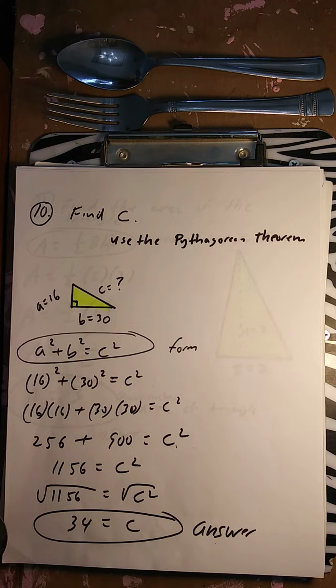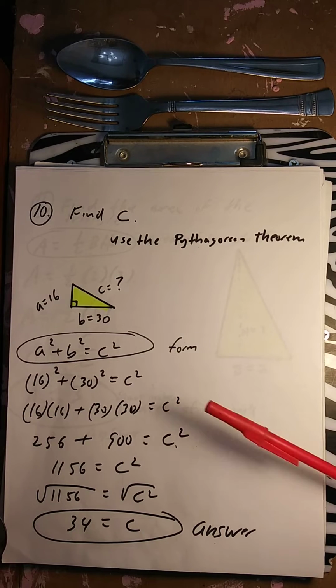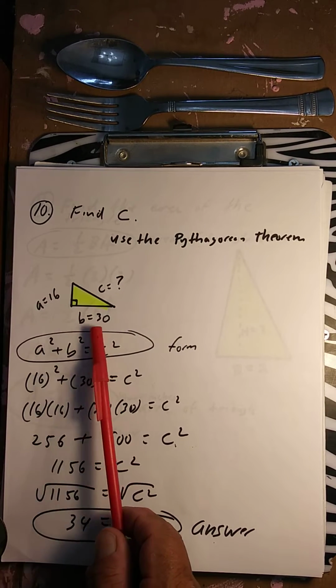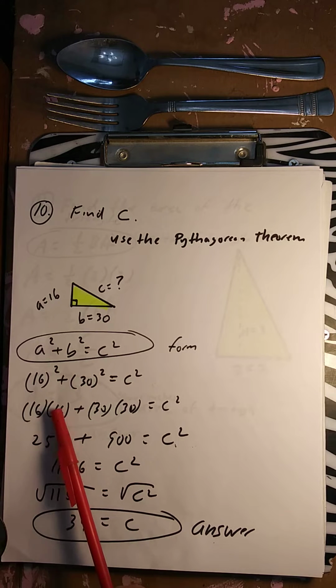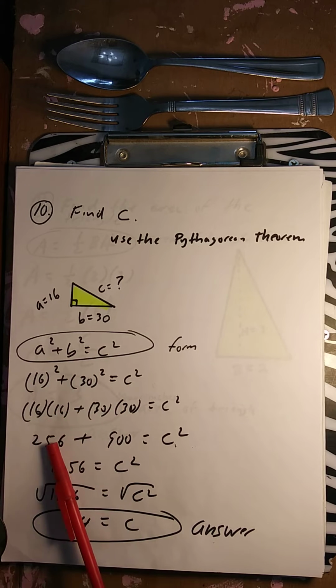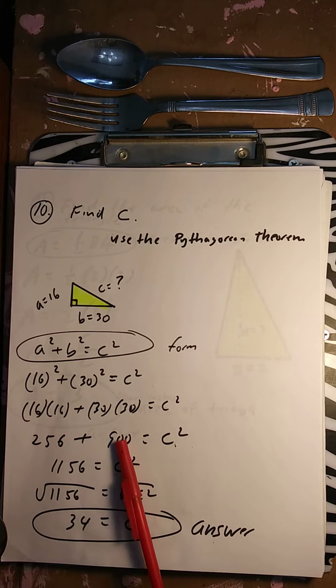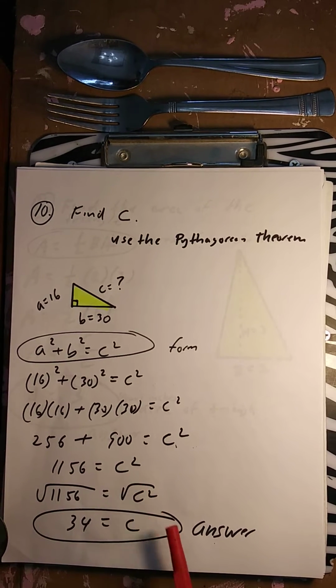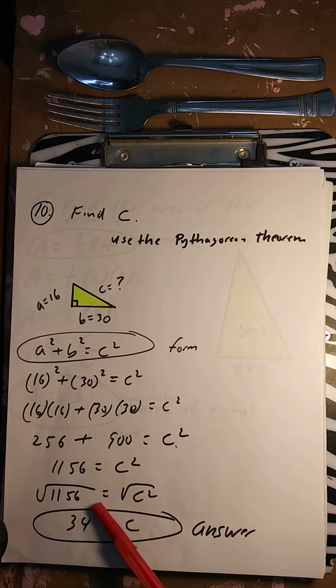Use the Pythagorean theorem again. A and B, and we don't know what C is. Put it in there: A squared plus B squared equals C squared. The leg squared equals the hypotenuse. 16 squared, 30 squared. 16 times 16 is 256. 30 times 30 is 900. Add these together, you're going to get 1156 is C squared. Now what? Take the square root of the left side, square the right side. So guess what? 34 equals C exactly. Yes, use the Pythagorean theorem again.